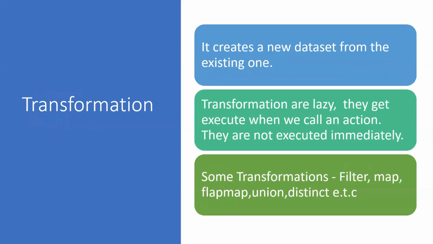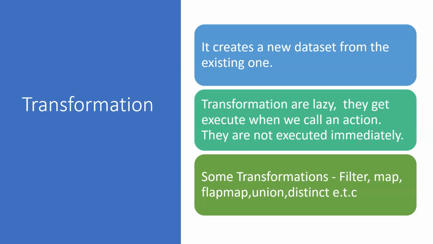Let's talk about transformation first. A transformation creates a new dataset from the existing one. Meaning, let's say you imported some data and after that you made some changes. Let's say you have imported 10 columns, now you need only 5 columns, so you remove the remaining 5 columns. That is a transformation. Maybe you are filtering the data or changing the data type. There are different transformations which you can do.